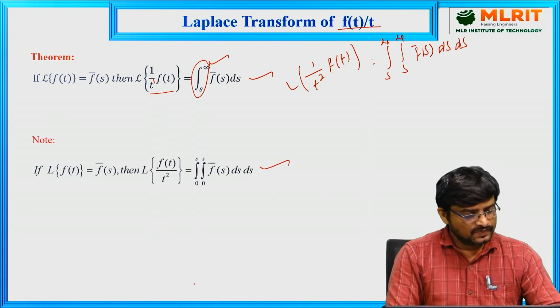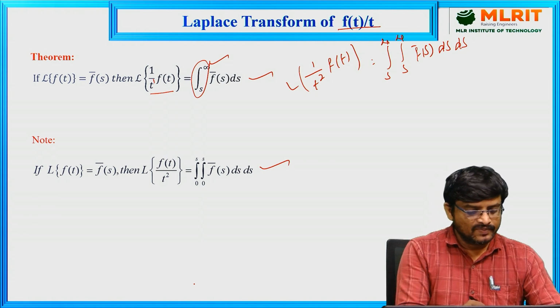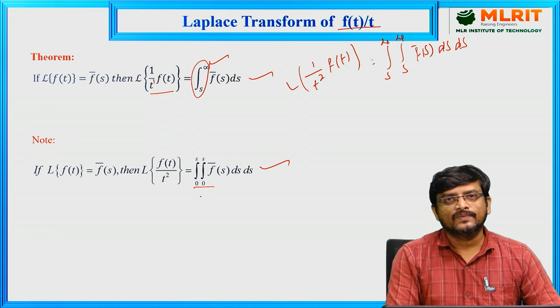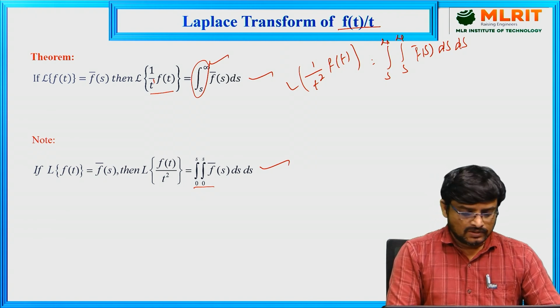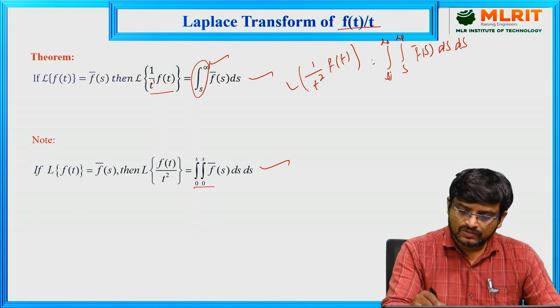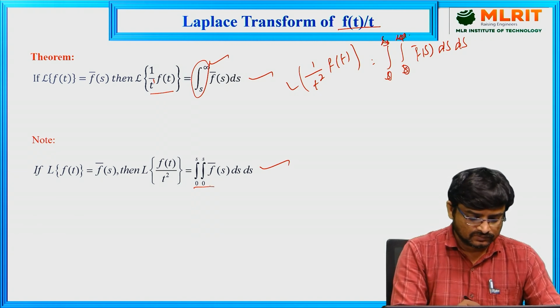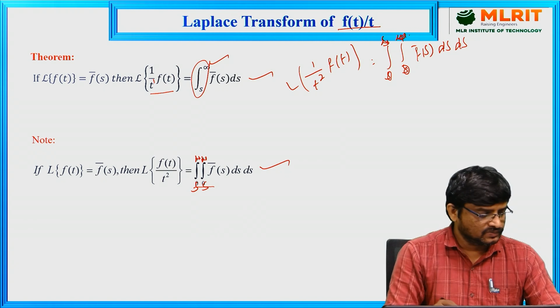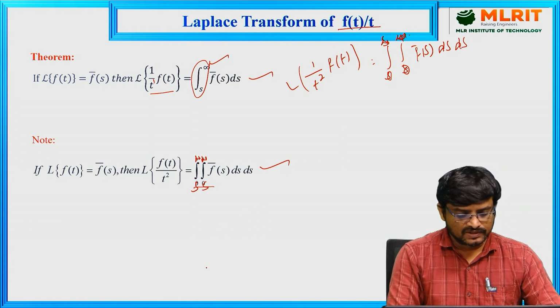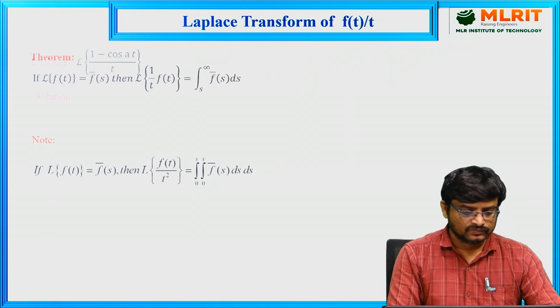So whenever we have f of t by t square, we have to apply integration 2 times for f bar of s with respect to s. So here 2 times, s to infinity f bar of s into ds.